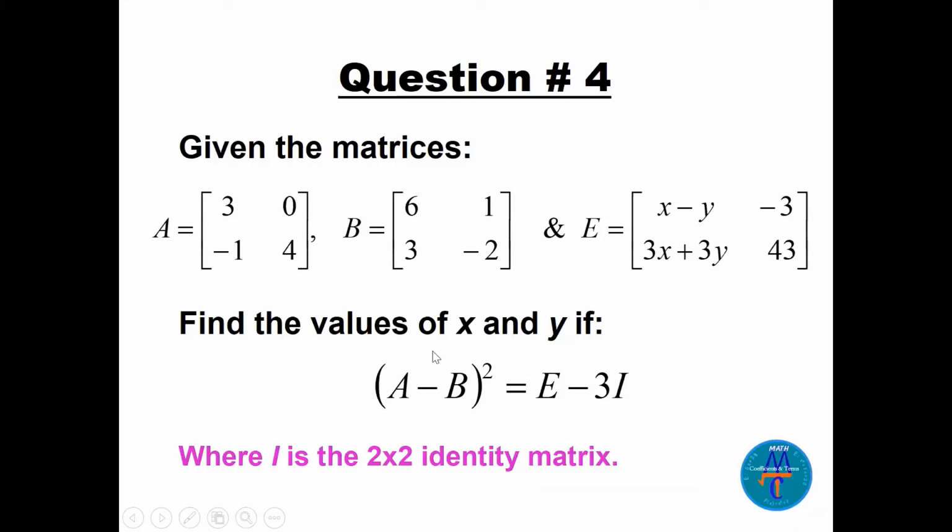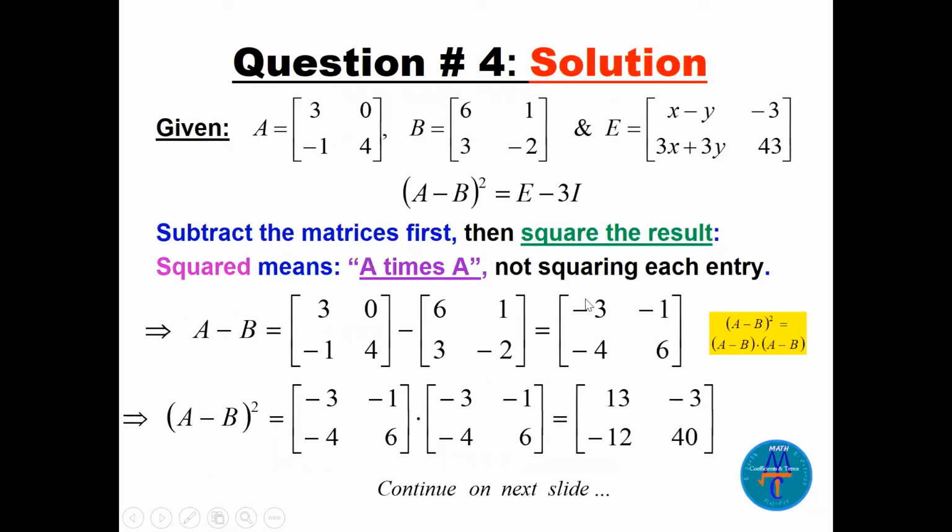Then I have an answer inside here, 2 by 2. Then I square it. Square it means I multiply it by itself twice. Equals, I make an equation here, equals E, that's E up there, minus 3I. I is 1, 0, 0, 1. A little long question, but not complicated. So I need to subtract A minus B. So 3, 0, let me check the numbers here, 3, 0, minus 1, 4, and B is 6, 1, 3, minus 2. Subtract, just subtract normally, remember.